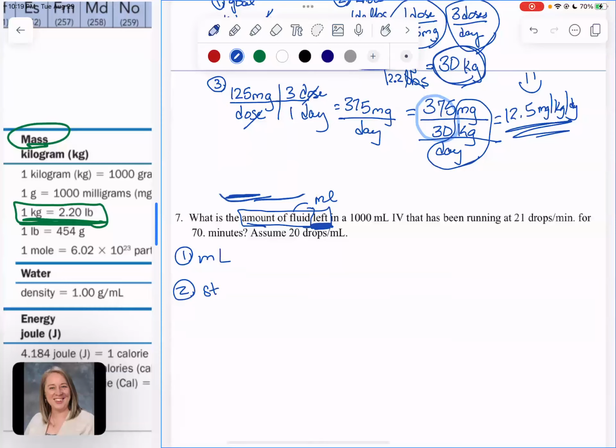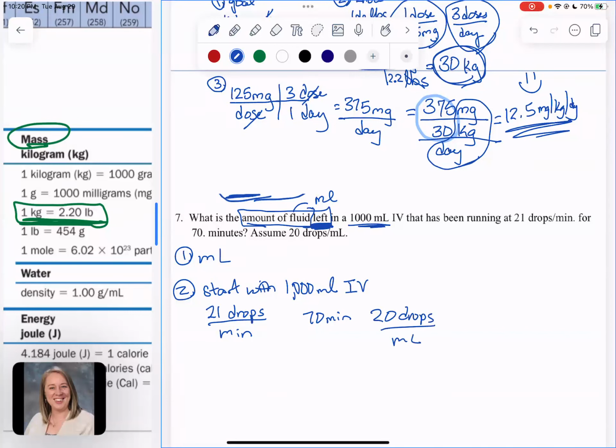What do we know? That we start with 1,000 milliliters in our IV, right? We know that it has been running at 21 drops per minute, and it's been running for 70 minutes. And we're going to assume 20 drops per ml. So how do we set this up?